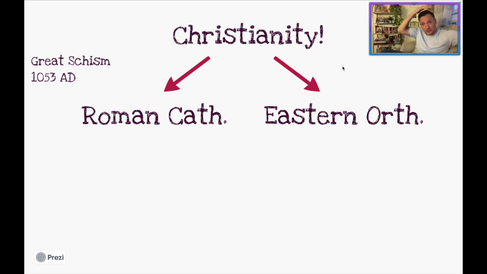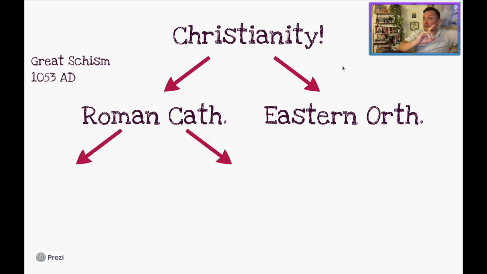Now, the Roman Catholic Church, on the other hand, is going to be headquartered in Italy, and it will become the main church, the main Christian church of Western Europe, right? Now, when I say Western Europe, I mean places like Italy, Spain, Portugal, France, the growing Holy Roman Empire, and also England at the time, right?